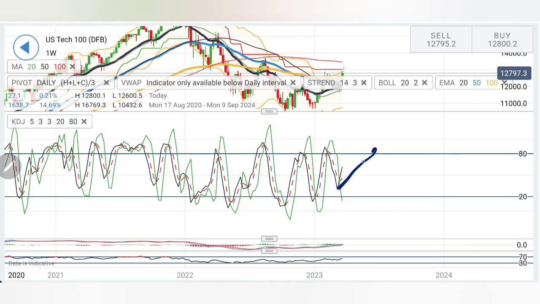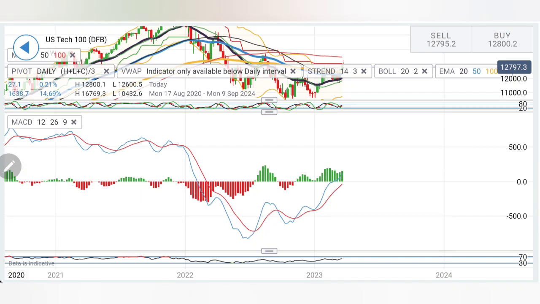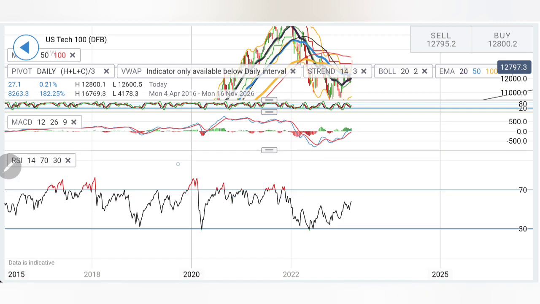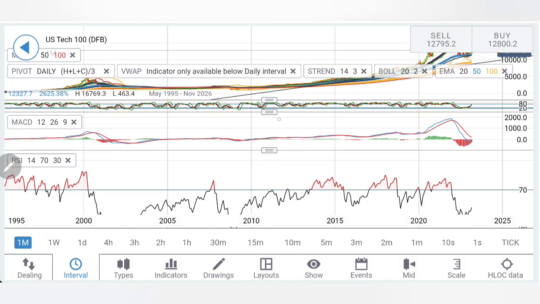The stochastic is trying to look upwards too, and if you look at the stochastic, this is also trying to trade bullish right now. The MACD is also diverging and showing strength. It is still looking upwards. We may still see a rise in Nasdaq 100. RSI is also looking upwards, showing a little strength here.